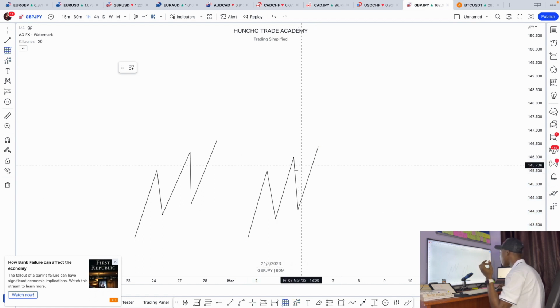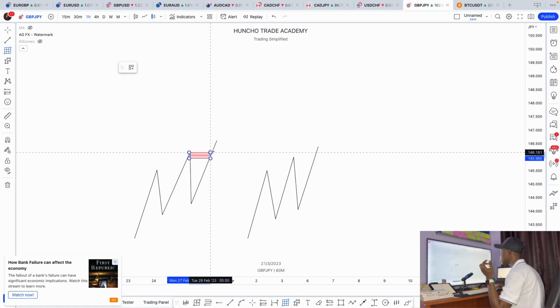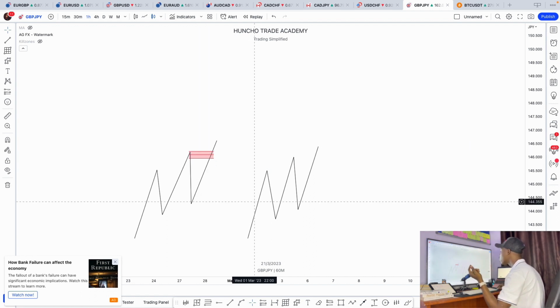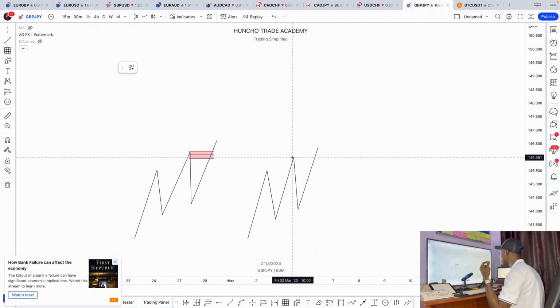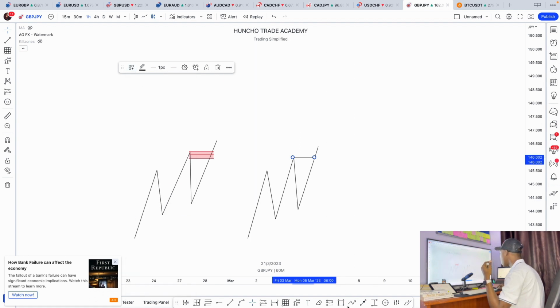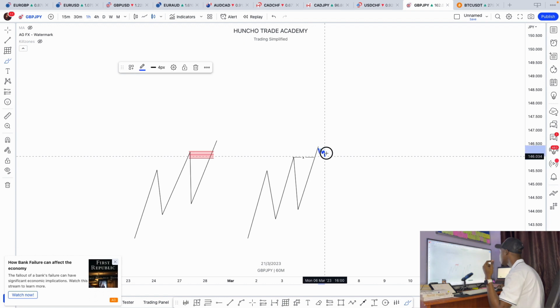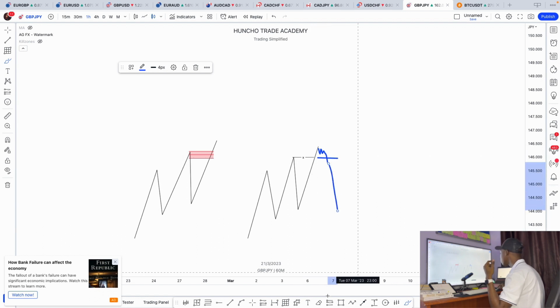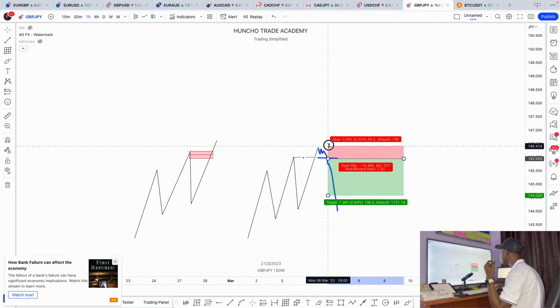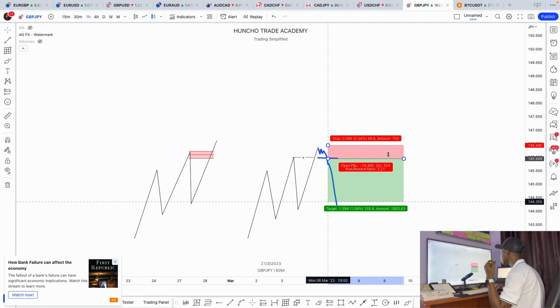Knowing that this is our supply zone, but this supply zone is failing to hold price, so it is a liquidity area. All I do is just draw my liquidity line, then wait for price to come back inside of that zone. Once price comes back inside this zone, it's telling me that it is ready to push to the downside. Then all I do is just allow price to move into this zone, then put my entry here, my stop loss above this zone, then I'll catch the counter trend.